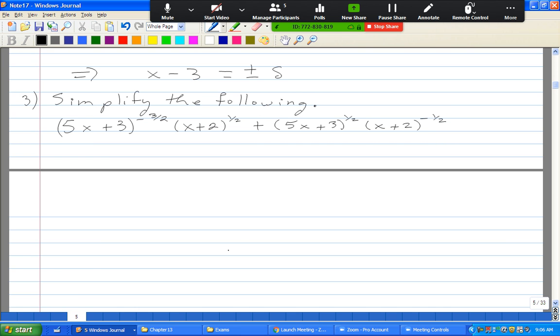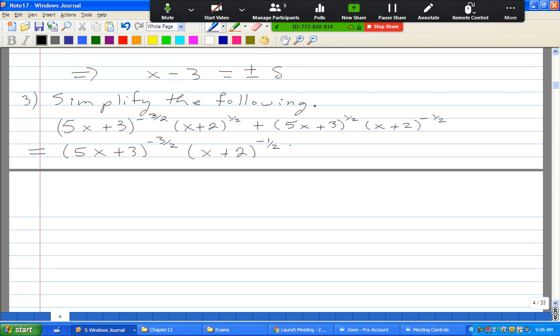Okay. And so let's simplify this. Well, I can factor out the lowest power of each of these that are in common. So the smallest power of 5x plus 3 is a negative 3 halves. So this is 5x plus 3 to the negative 3 halves. The smallest power of x plus 2 is x plus 2 to the negative 1 half.